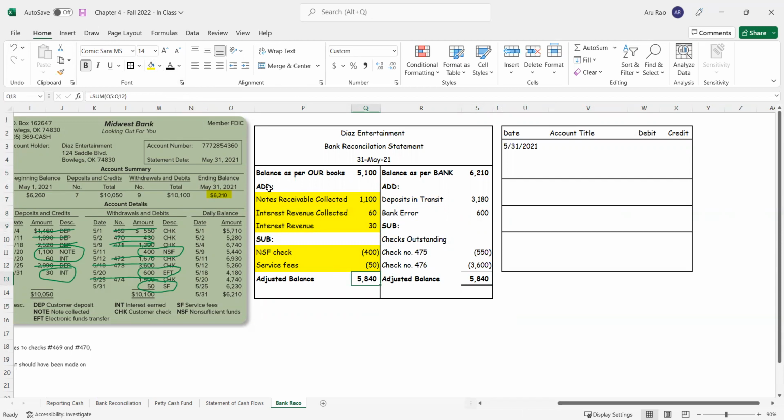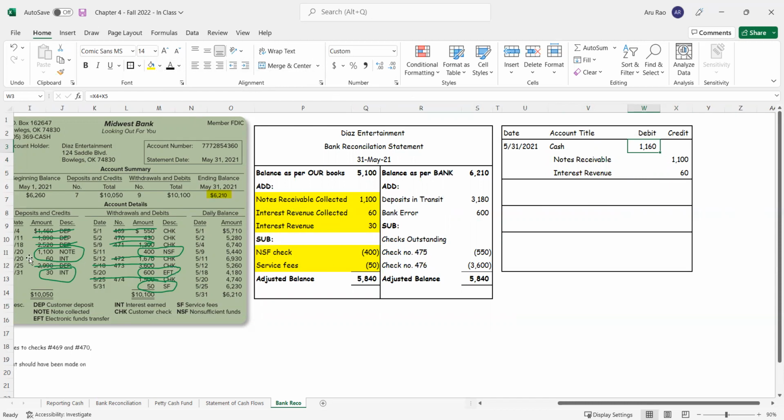When you see the word add, it means cash is debit. Okay, so I have cash debit. I'm going to credit note receivable. It's an asset I collected. It's no longer in my books. I need to credit it to take it off my books. And that was 1100. Interest revenue collected is 60. That is interest revenue. So we credit interest revenue. So the total cash that the bank collected was 1160.